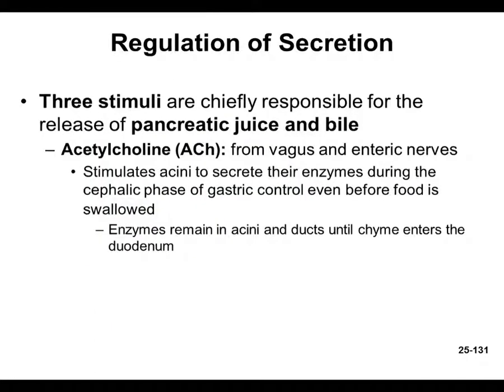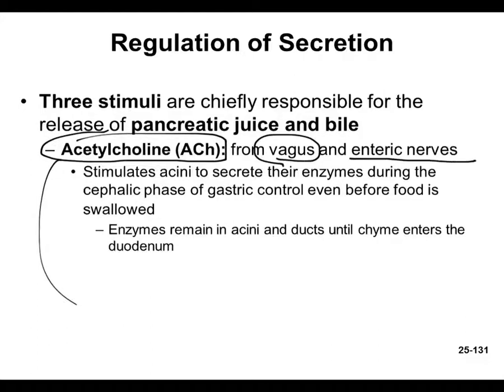Lastly, when it comes to what stimulates the release of these pancreatic juices and the bile, there are three stimuli that are going to cause the pancreas and the bile to be released. Number one, acetylcholine. Acetylcholine is the neurotransmitter that is released from the vagus nerve and those enteric nerves. Remember I mentioned the enteric nervous system, all those nerves of your gut. Well, they release acetylcholine when they're being stretched and activated, and this is going to cause the release of these enzymes to begin to break down the food.